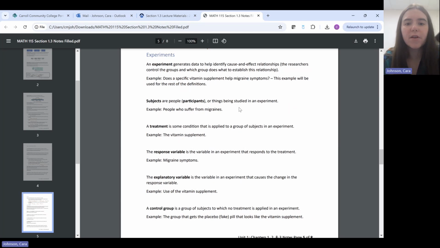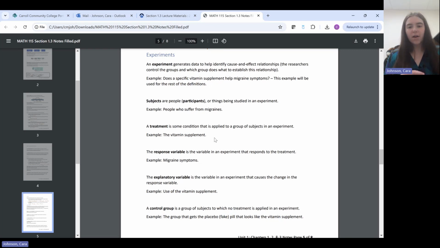So the subjects of an experiment are the participants. In this situation, your participants would be people who suffer from migraines. And then the treatment is the condition that is applied to one of the groups in the experiment. So in this case, the vitamin supplement is going to be applied to one of the groups in the experiment.